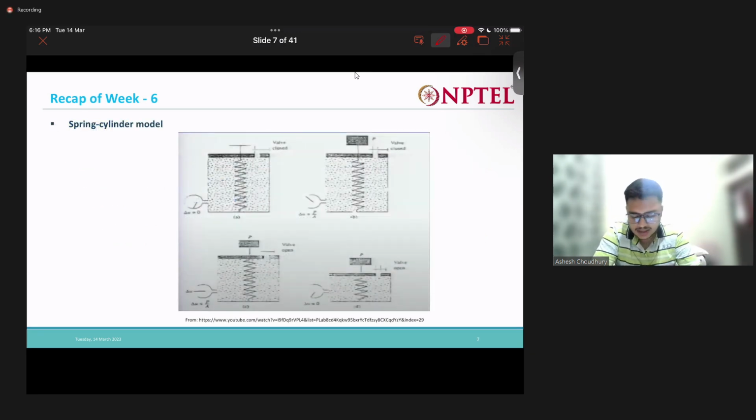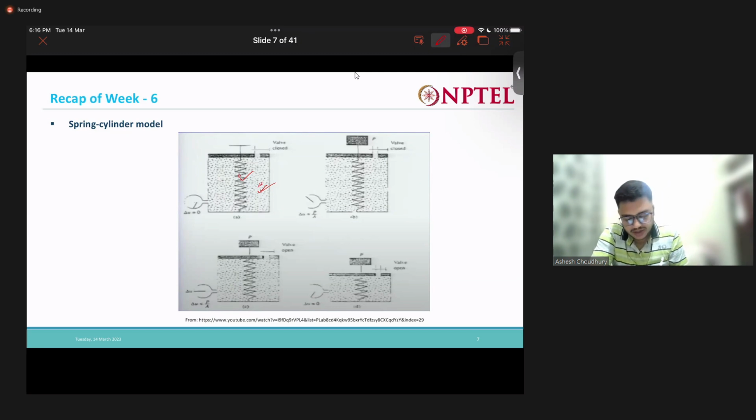So here you can see the spring cylinder model. In this spring cylinder model, the soil grains are represented using this spring, and you can see that this is the water, the pore water. So this is the spring and this is the water.